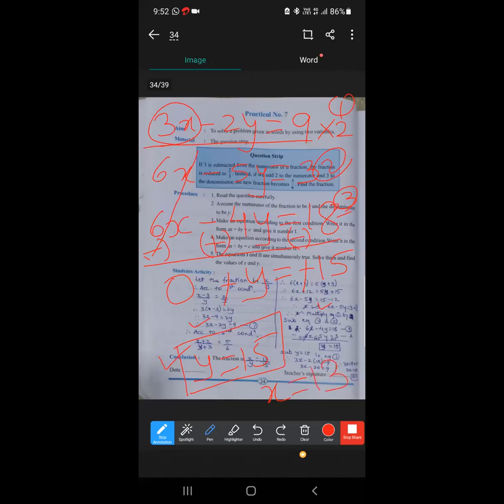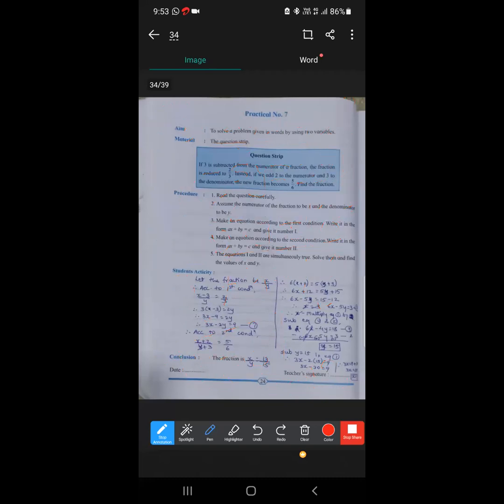Now we have got the value of x and y, and that x and y is nothing but the fraction which we assumed as x upon y. The value of x is 13 and the value of y is 15. So the new fraction is what? 13 upon 15.